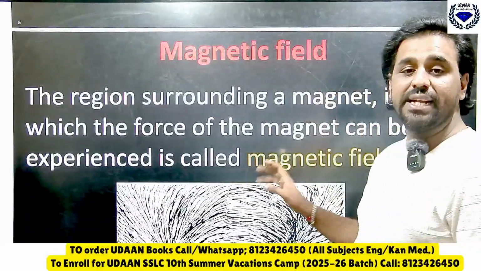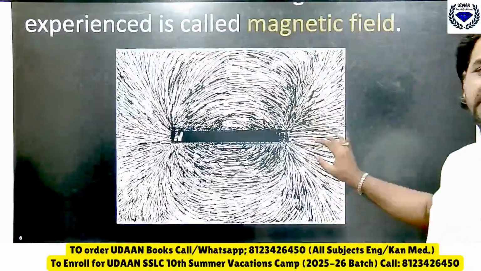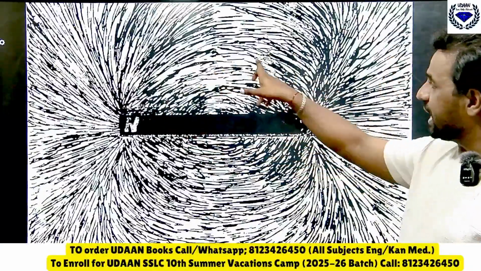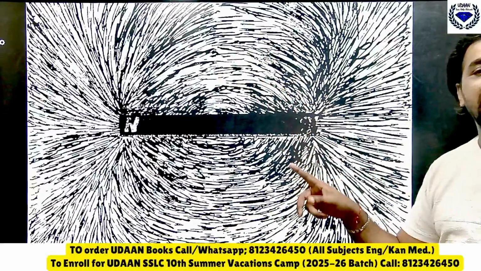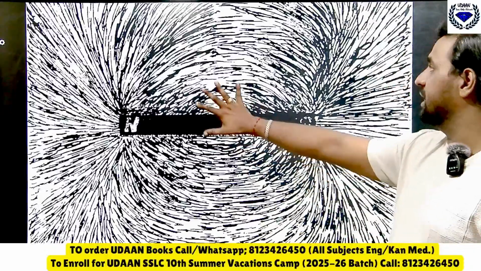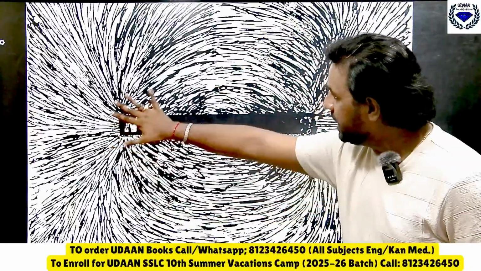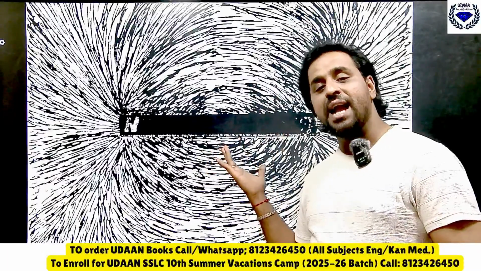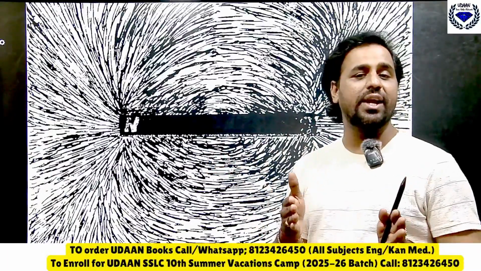So what is a magnetic field now? See, magnetic field means, this is the bar magnet, and the magnetic field lines that are arranged around it, we call that the magnetic field. So a magnetic field is a region, the region around it, this is a region beside which you can find the magnetic effect is felt.